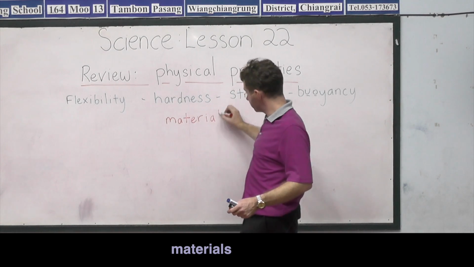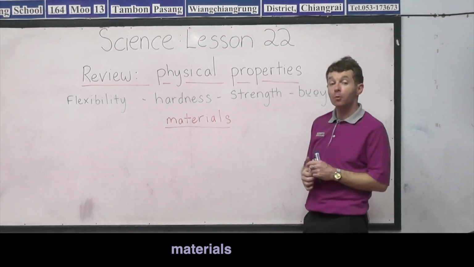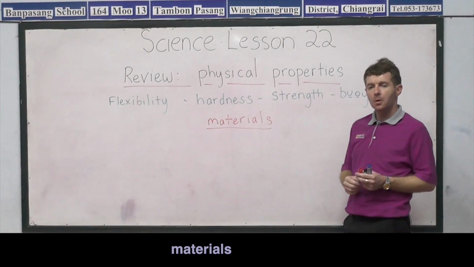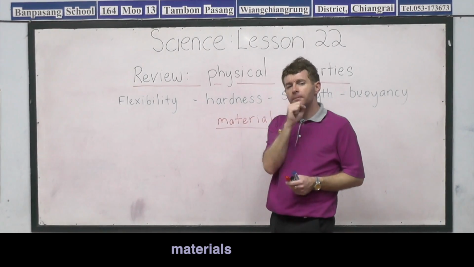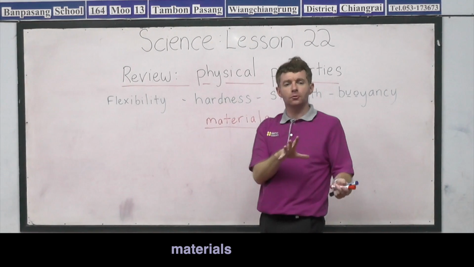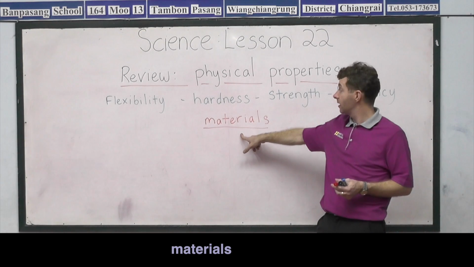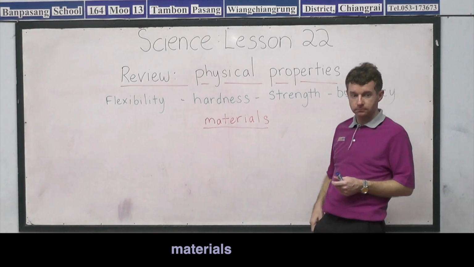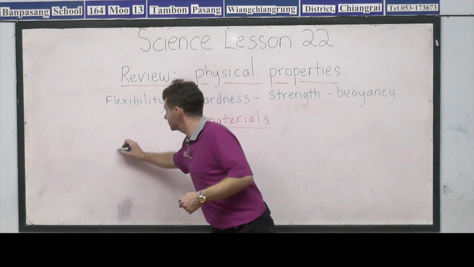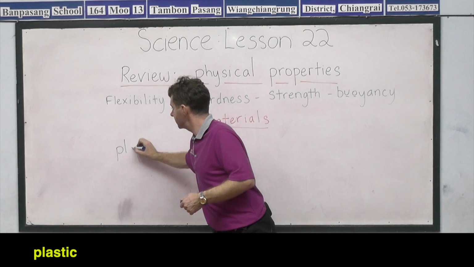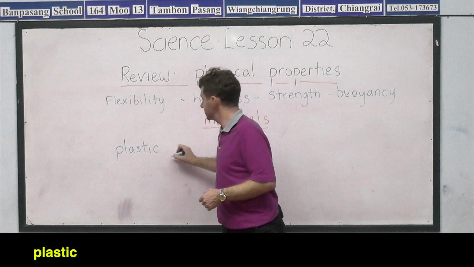minerals or materials. Minerals is close because minerals make materials. But when we talk about materials, what type of materials? Remember, what are they made of? Like we have bottles. What is the bottle made of? Plastic. So plastic is a material. So think about the last couple of lessons we've had. Plastic, P-L-A-S-T-I-C.